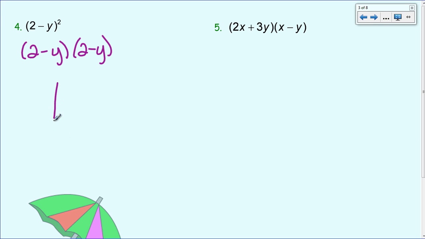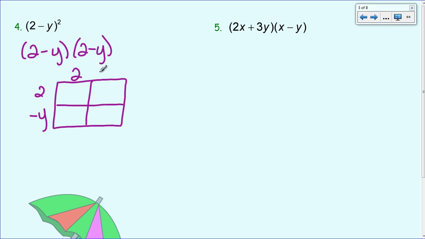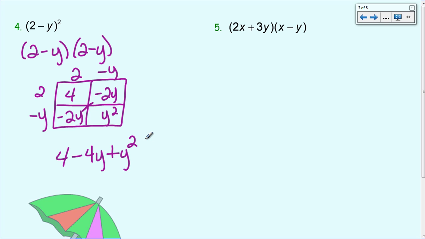Let's draw our box, and let's multiply this one using the box method. 2 by 2 box, because I have 2 binomials. So I have 2 minus y and 2 minus y. Then multiply. 2 times 2 is 4. 2 times negative y is negative 2y. Negative y times 2 is negative 2y. And negative y times negative y makes positive y squared. Then we write them out. 4, I can combine these, minus 4y, because negative 2 and negative 2, that's what that makes, plus y squared. So there's your answer.